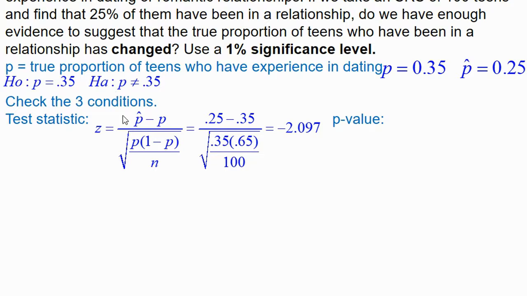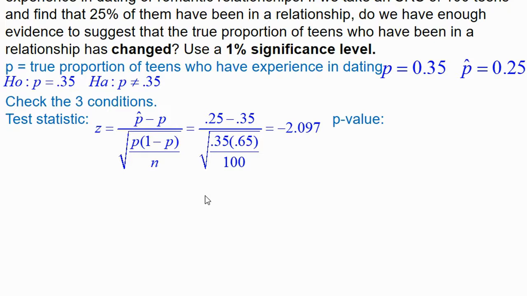Remember that the p hat is called the sample proportion. So in this sample, 25% of students have experience in dating. So that's 0.25 minus the true p, which we're assuming is 0.35. And then divided by the square root of 0.35, let me make sure my math is right, times 0.65. And that should give you what I have there, negative 2.0.